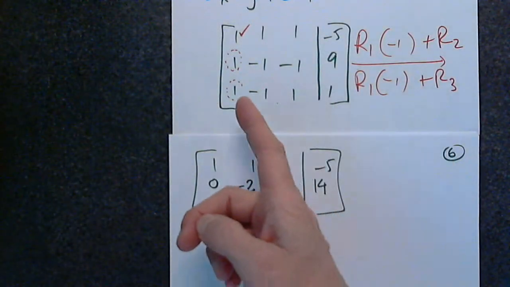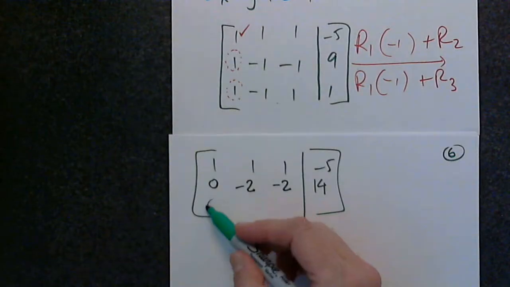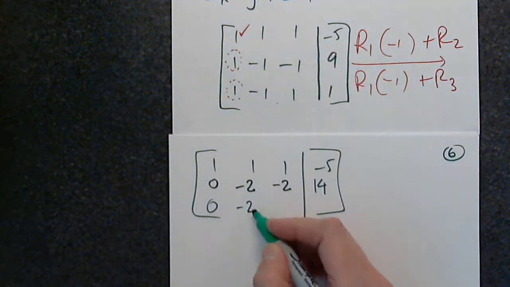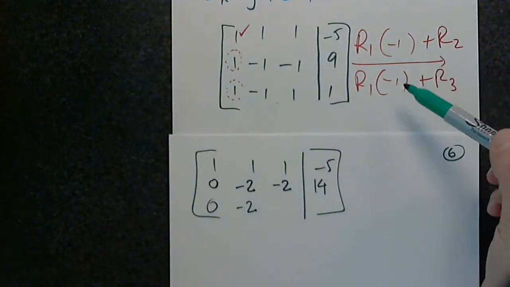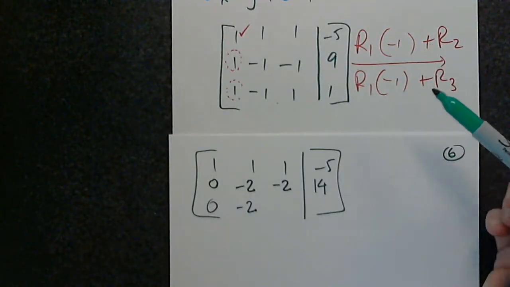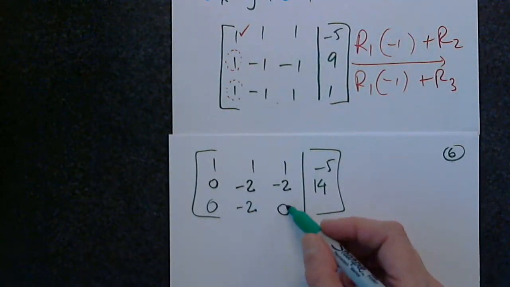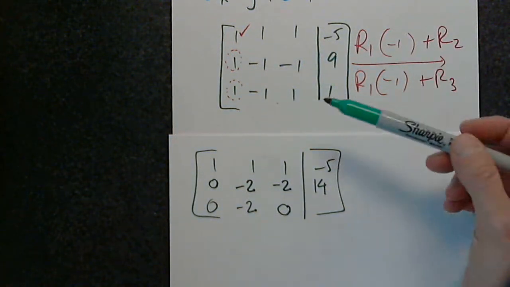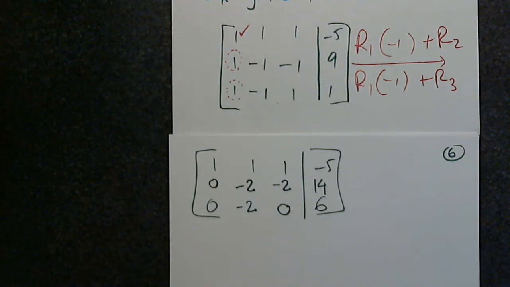1 times negative 1 plus 1, 0. 1 times negative 1 minus 1, negative 2. 1 times negative 1 is negative 1 plus 1 is 0. Negative 5 times negative 1, 5 plus 1 is 6.